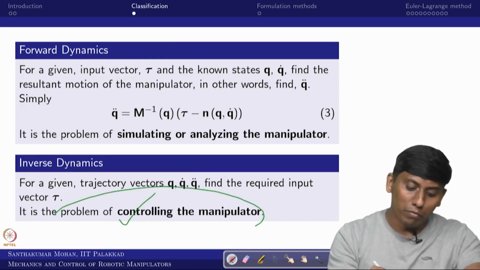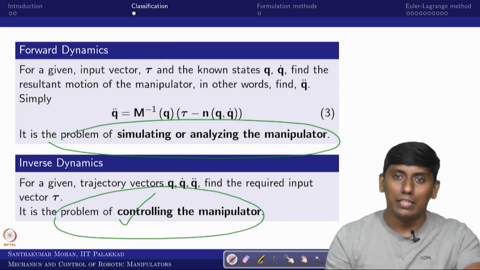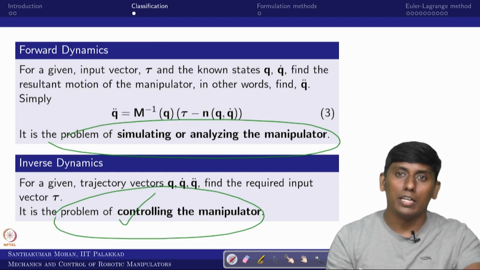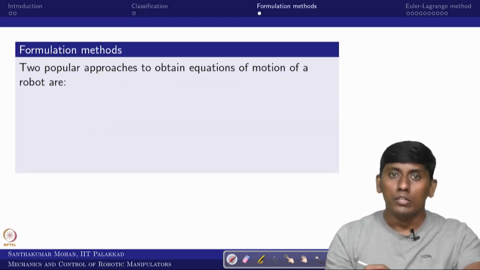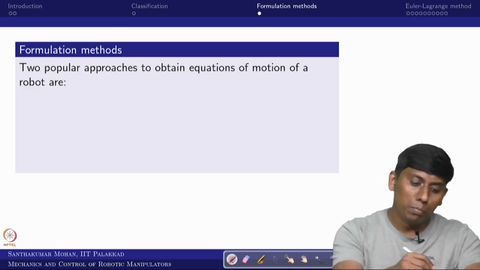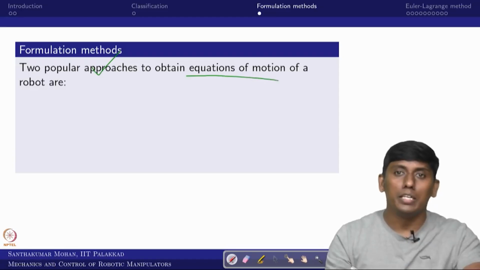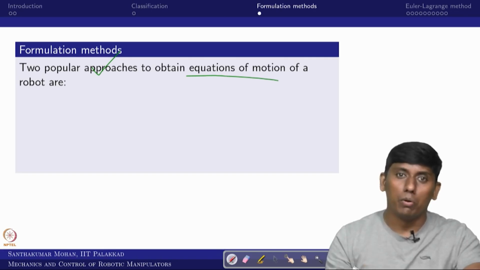So this is a problem of controlling the manipulator, but that was a problem of simulating or analyzing the manipulator. Okay. I hope you would be clear now what the classification of dynamics is. Now we will see what the formulation methods are. There are several methods, as I already mentioned, but we would be taking two popular approaches which would be useful for the equations of motion of a robot or manipulator, which is very common in rigid body dynamics.